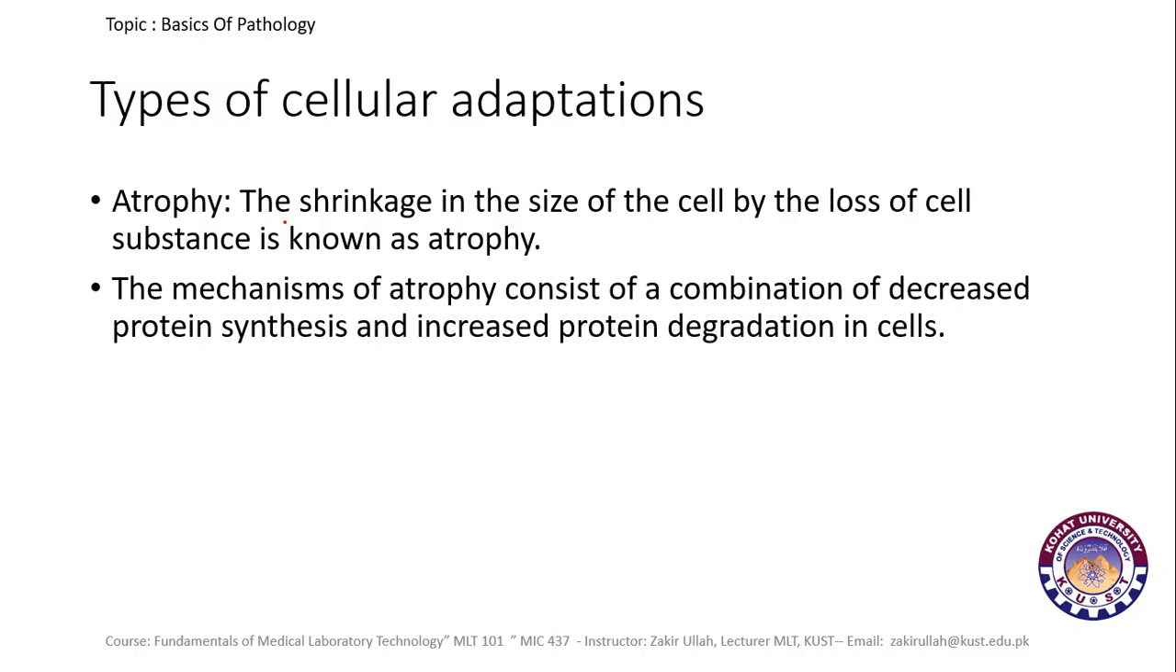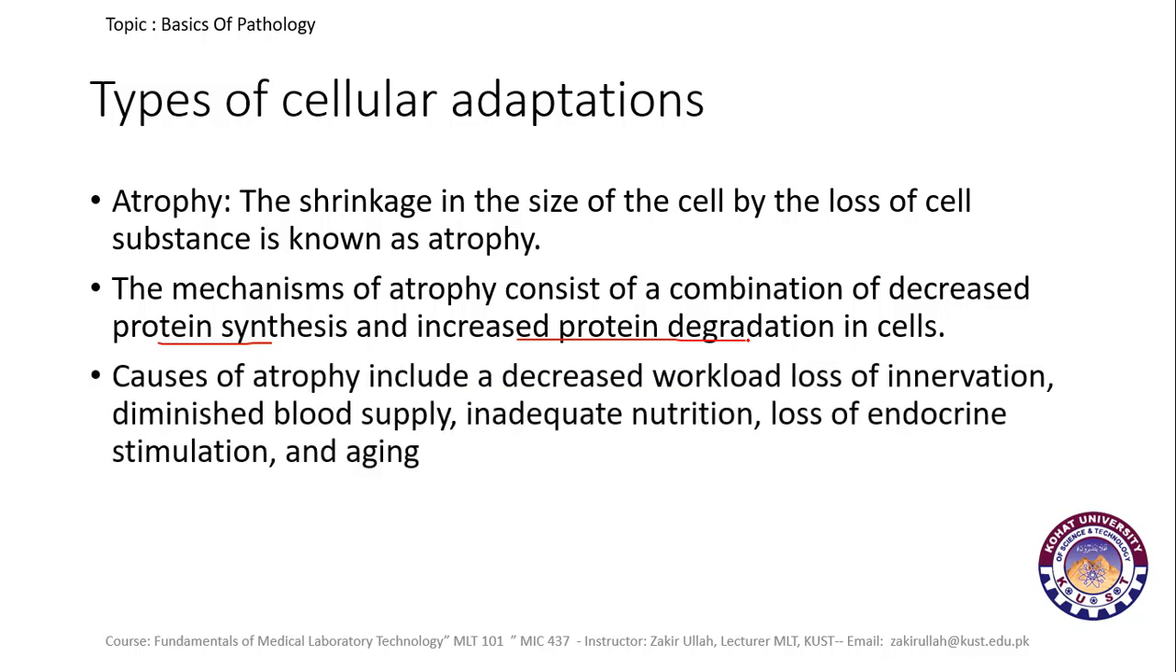The mechanism of atrophy consists of a combination of decreased protein synthesis and/or increased protein degradation by the cells. If there is low protein synthesis and high protein degradation, this mechanism results in atrophy. Atrophy may also be a result of decreased workload or loss of innervation. If there is nerve damage and decreased workload, atrophy can occur. Decreased blood supply, inadequate nutrition, loss of endocrine stimulation, or aging also result in atrophy. All these conditions lead to atrophy.